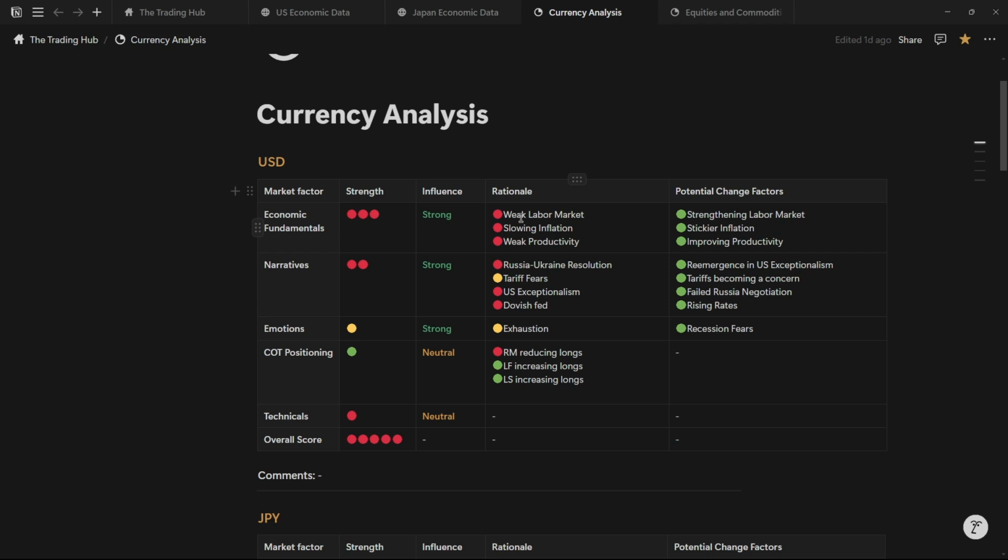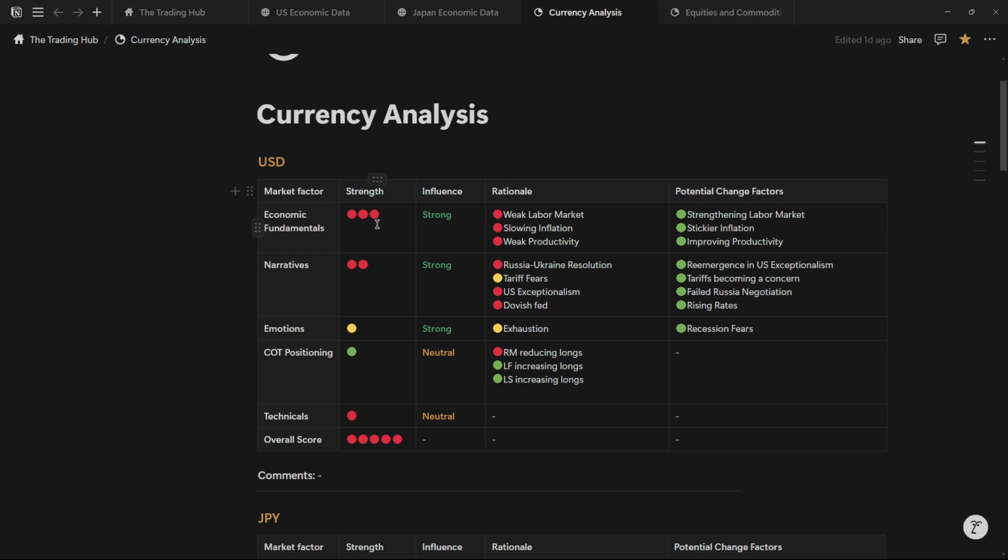So if we have a weak labor market, inflation is slowing, and weak productivity, this is bad for the dollar. In a situation like this, the economic fundamentals for the dollar are not supportive, and the dollar may more than likely weaken. So that's factor number one, economic fundamentals.